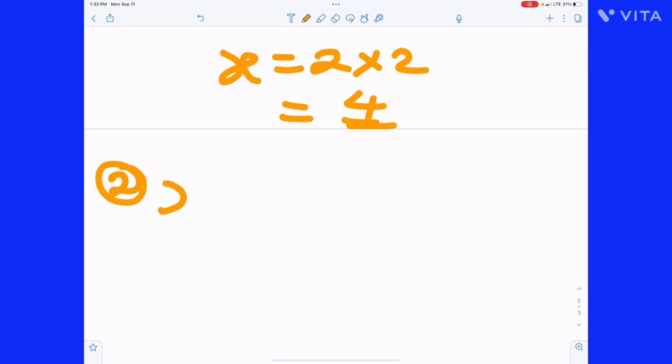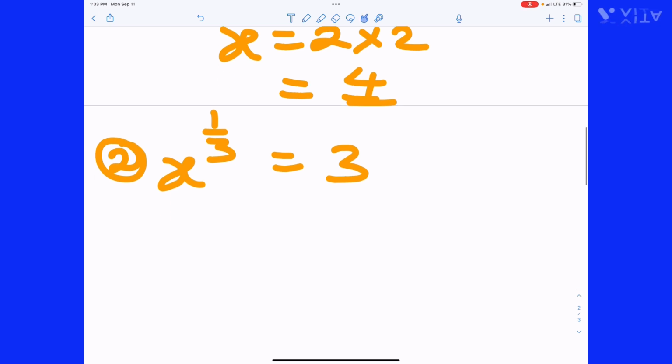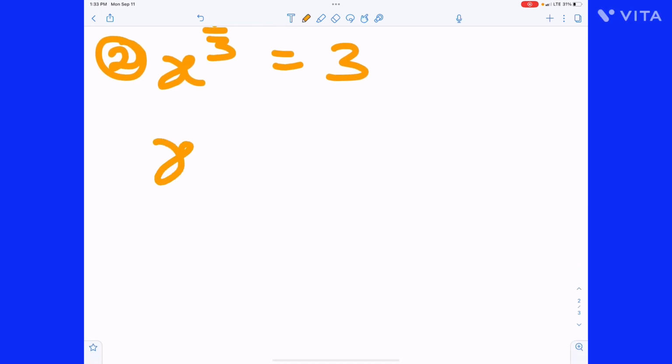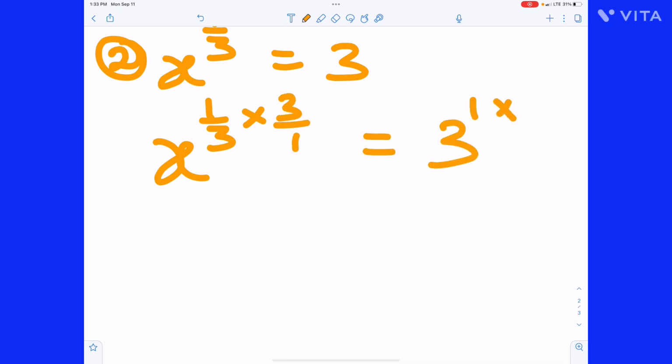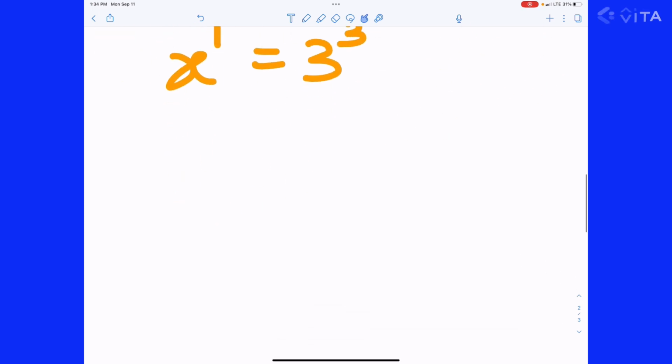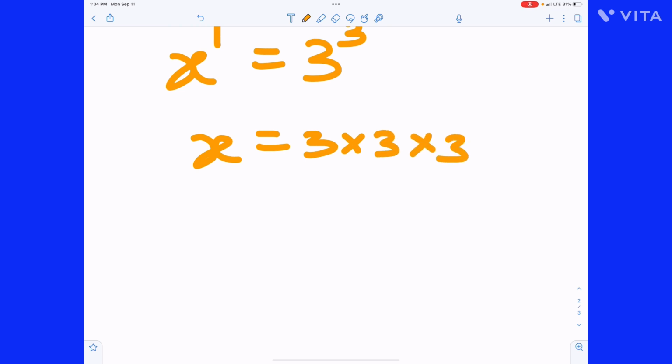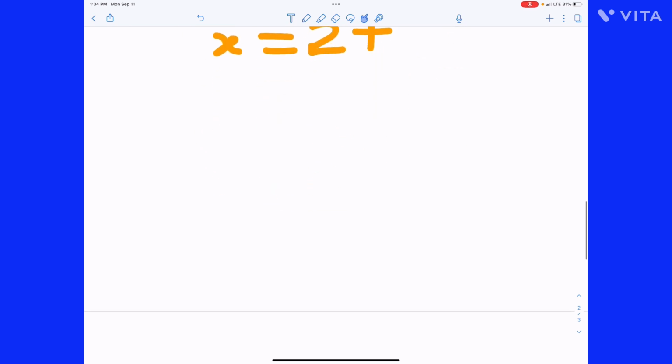Find x if x raised to power 1 over 3 is equal to 3. We multiply 1 over 3 by the reciprocal of 1 over 3. What's the reciprocal of 1 over 3? 3 over 1, or 3. Here, 3 is also raised to power 1. We multiply it by 3 over 1 also, or 3. That gives us x raised to power 1 is 3 raised to power 3. Now, x raised to power 1 is x. 3 raised to power 3 is 3 times 3 times 3. So x is 27. That's question 2.